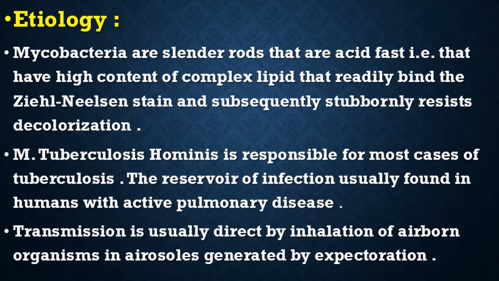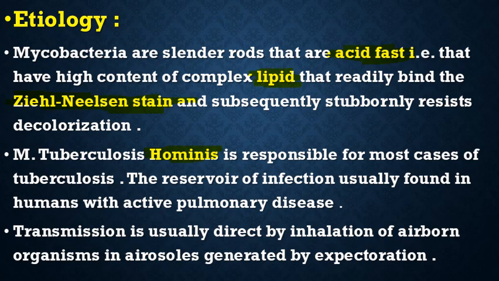Etiology: Mycobacterium tuberculosis are slender rods that are acid-fast. This is a very important criterion: they have a high content of complex lipid, which should also be highlighted. They readily bind with Ziehl-Neelsen. The Ziehl-Neelsen stain is used to stain acid-fast bacilli, which appear red in color. Mycobacterium tuberculosis hominis is responsible for most cases of tuberculosis.